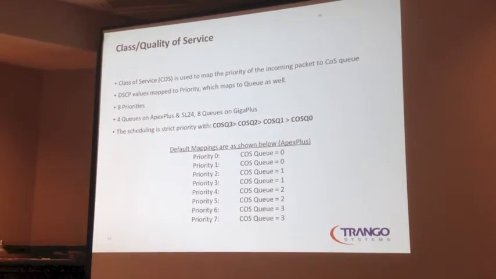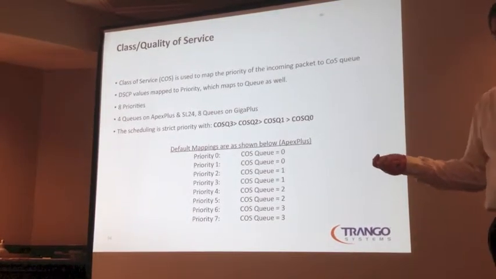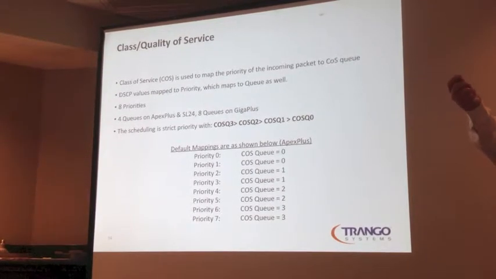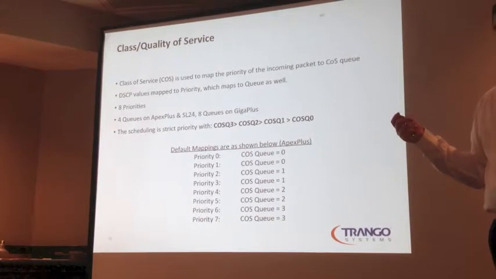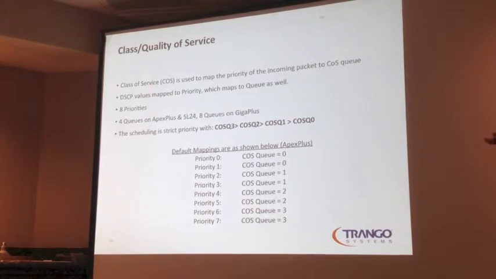We map the VLAN priority service into the class of service for you already. We ignore the DSCP by default. If you want the DSCP to work, you've got to map it into the priority.